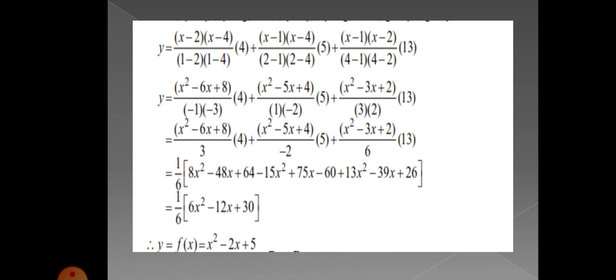Finally we will take 6 as the common factor outside, that's why I will write 1 by 6. Finally, we are getting 6x square minus 12x plus 30. What is in the last step? When you are multiplying the 1 by 6 inside the bracket, every value gets cancelled and finally you are getting x square minus 2x plus 5.